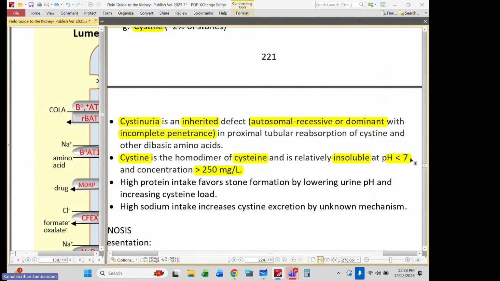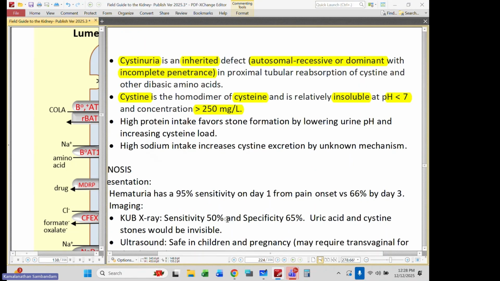I'll anticipate that. We often use things like potassium citrate to make it more soluble. We increase urinary volumes so that the concentration is less. And then we also compete for this dimerization by using thiol binding drugs, right? Things like captopril and penicillamine were old drugs that were used to compete for this dimerization. And now we have other tools as well.